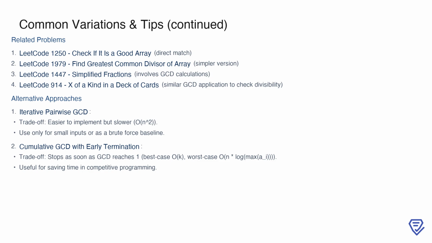Another alternative is the cumulative GCD approach with early termination. This strategy allows you to stop as soon as the GCD reaches 1, which can be highly efficient in the best case, reducing the complexity to O(k). However, in the worst case, it still aligns with the optimal O(n * log(max a_i)). This technique is particularly useful for competitive programming where saving time is critical.